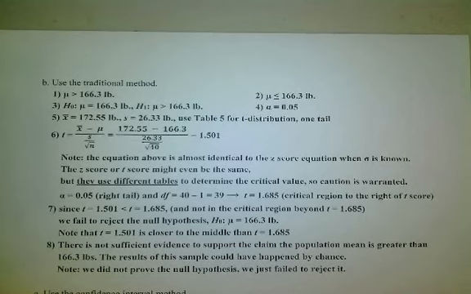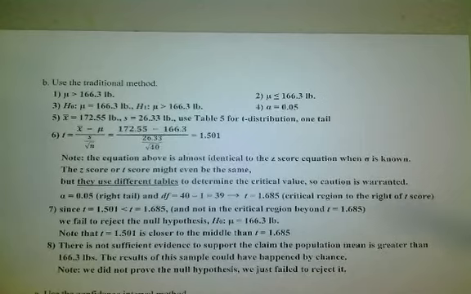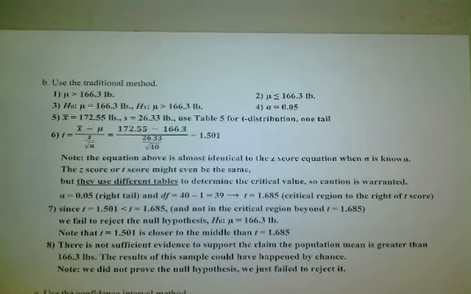Restate, there is not sufficient evidence, and generally that's kind of the way you word it. There is either not sufficient evidence or there is sufficient evidence to support the claim that the population mean is blah blah blah, in this case greater than 166.3. In other words, the results of this sample could have happened just by chance. They're not indicative of any particular conclusion.